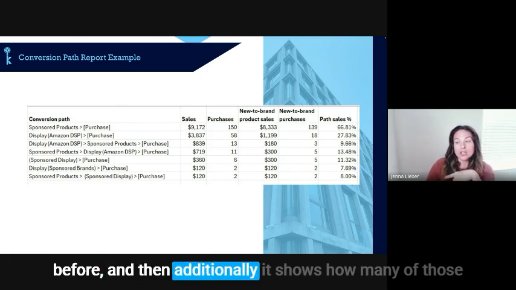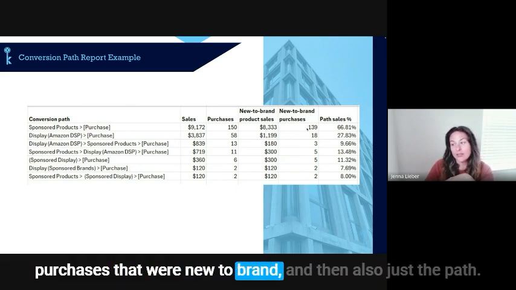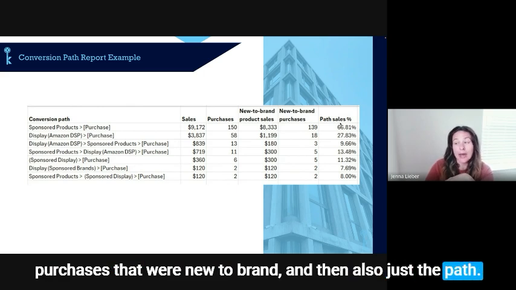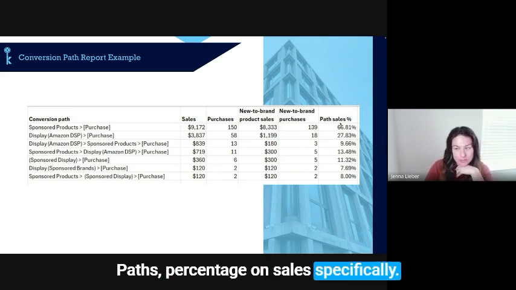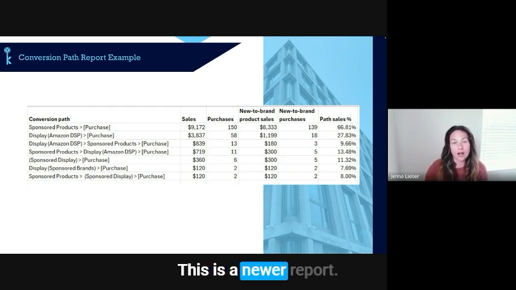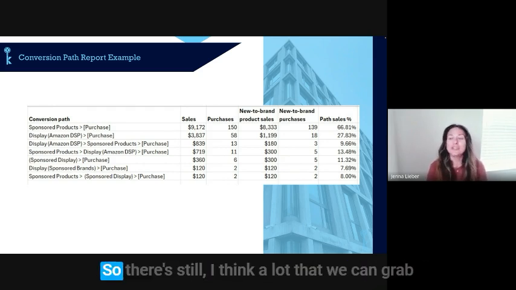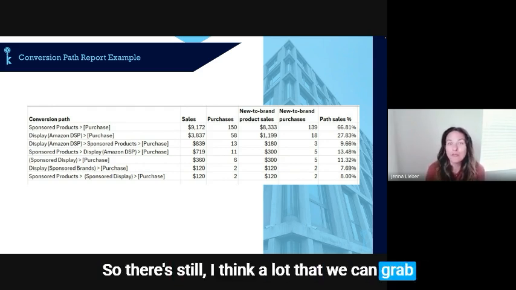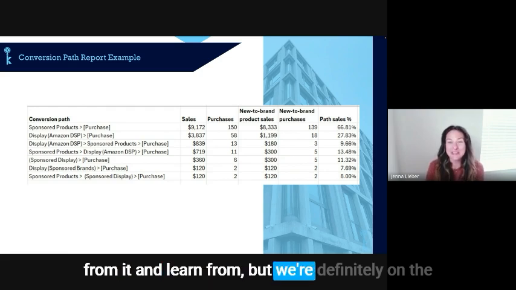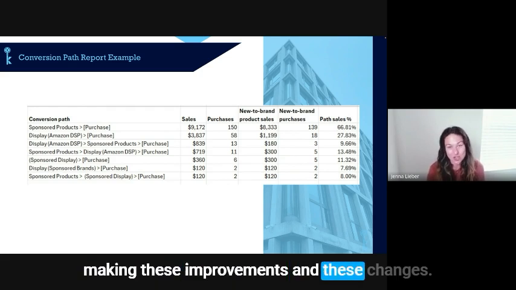And then additionally, it shows how many of those sales are new to brand purchases, the total purchases that were new to brand, and also the path's percentage of sales specifically. So really great, important stuff. This is a newer report. I believe it might have come out end of January. So there's still, I think, a lot that we can grab from it and learn from, but we're definitely on the right track. And it's really exciting that Amazon's making these improvements and these changes.